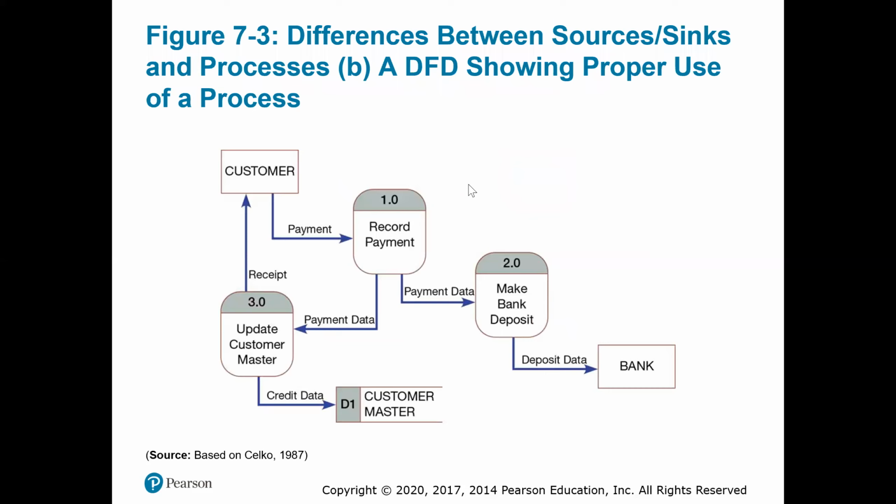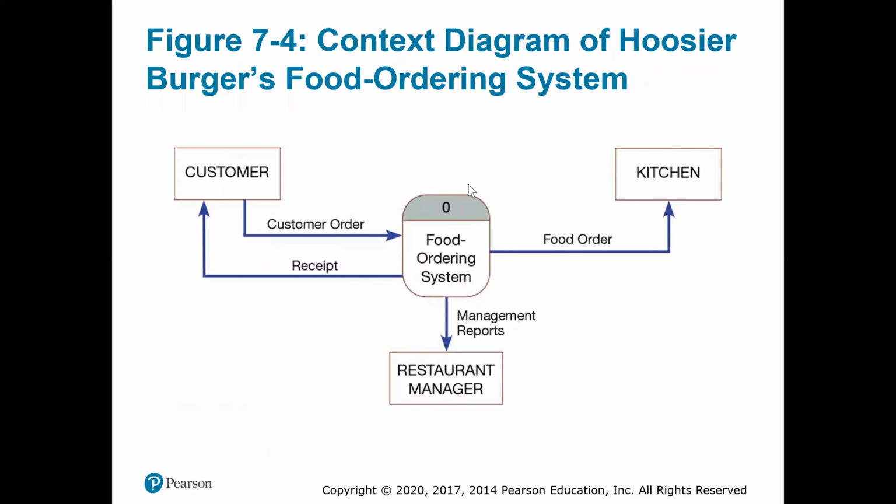So this could be, for example, a small example of how customers interact with banks, right? They record a payment, they make a payment, data flows from one step to the other. The customer master is updated, and a receipt goes back to the customer, right, to complete the transaction. There's a burger food ordering system that connects the customer with the kitchen, and the management gets the appropriate reports so that they can fine-tune their business as they go along.